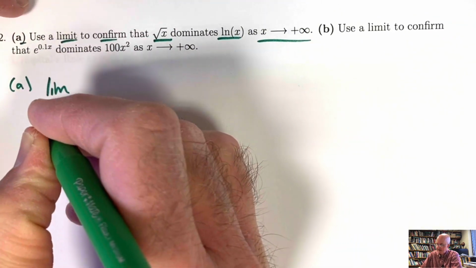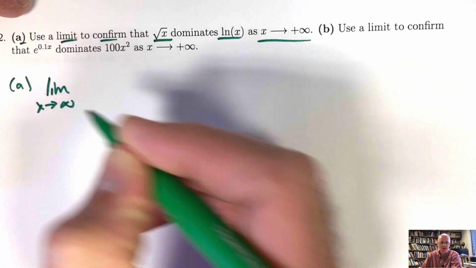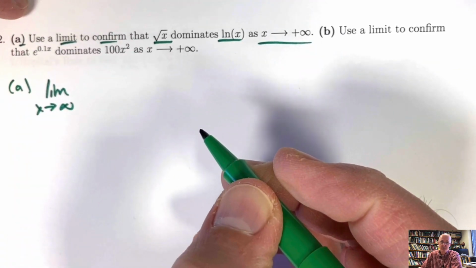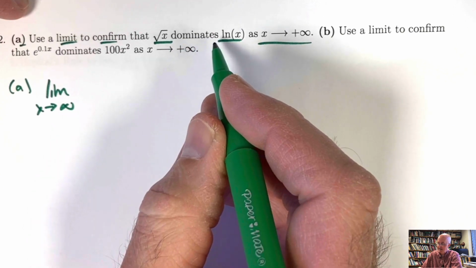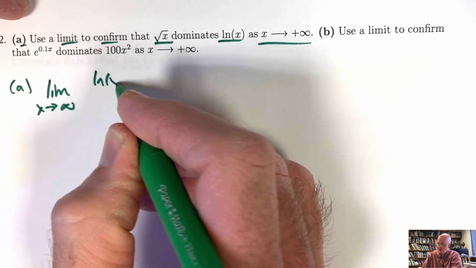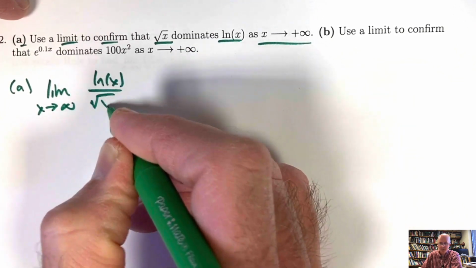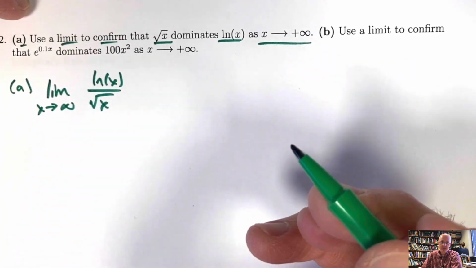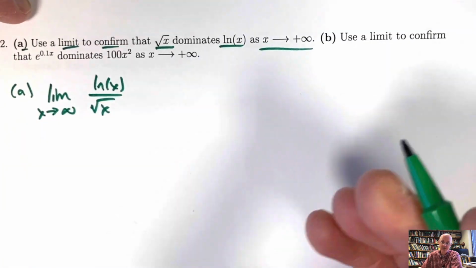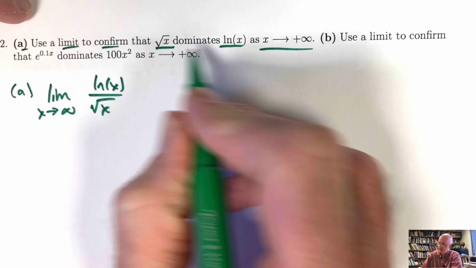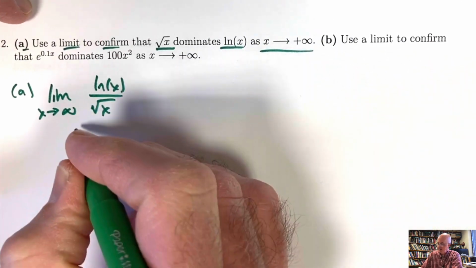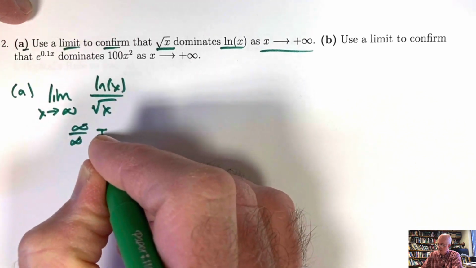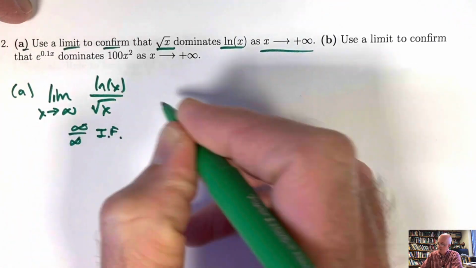You compute the limit as x goes to plus infinity of a ratio, and you show the ratio is 0. If square root of x is dominating natural log of x, you'd want to put the natural log of x on the top and the square root of x on the bottom. You want to show this limit is 0, and that's enough to confirm, essentially by definition, that this function dominates this function as x goes to plus infinity. But this is an infinity over infinity indeterminate form, so we need L'Hopital's rule.